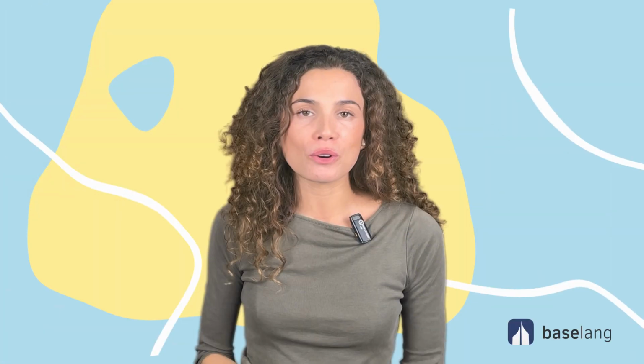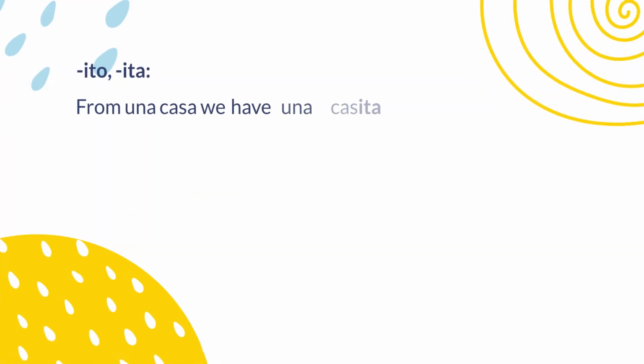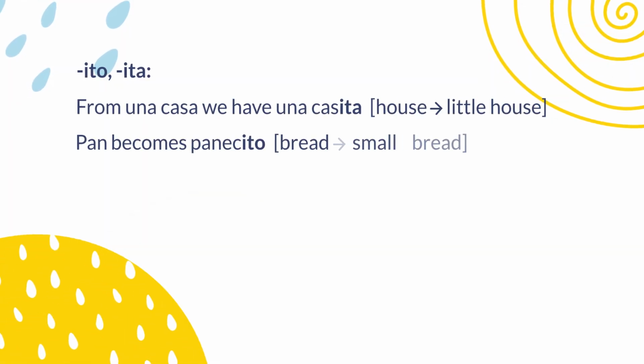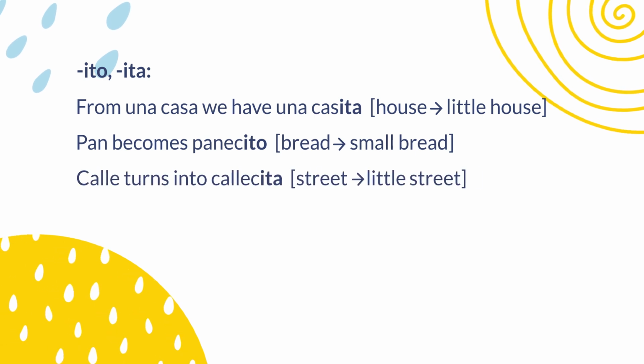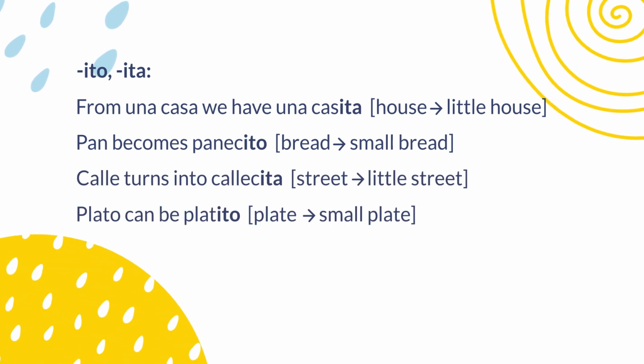It's also very normal to add -ito and -ita to inanimate objects to say affectionately that they're small or cute. From una casa, we have una casita. Pan becomes pancito. Calle turns into callecita, and plato can be platito.